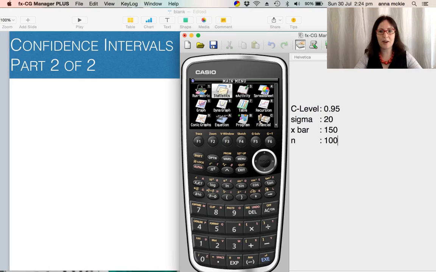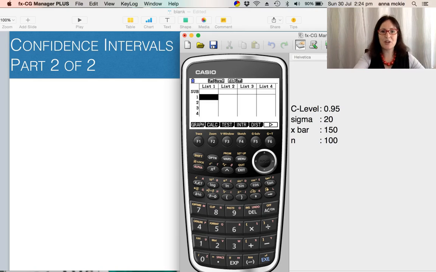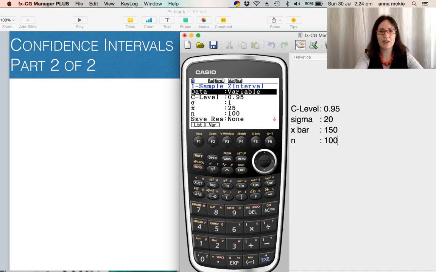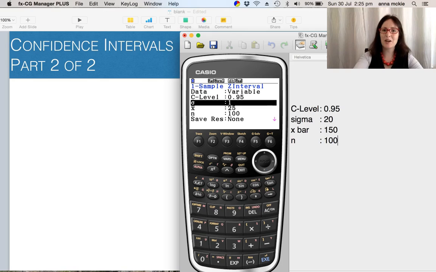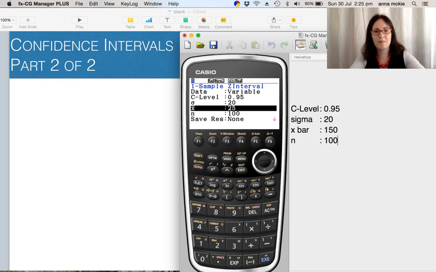So here we go. For Casio's, menu 2, and then we're going to be using interval here, F4. That's what INTR stands for, interval. A Z, F1, and then F1 again, one sample. And then we input our data. Our confidence level is 0.95, that can be changed. Our sigma is 20, X bar was 150, and our N was 100.